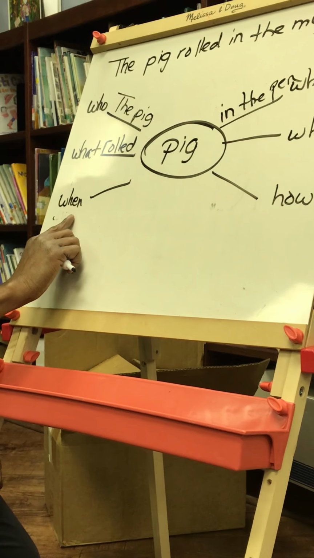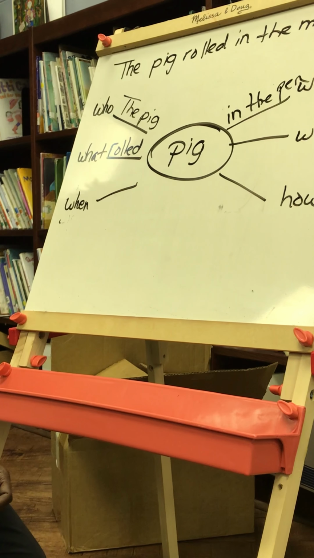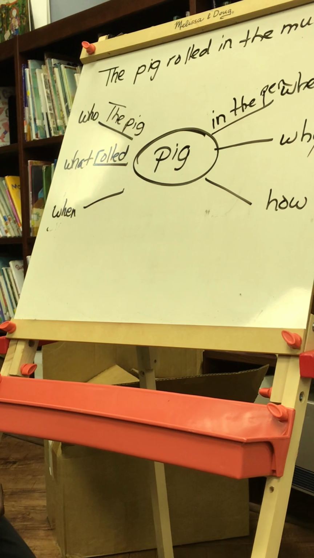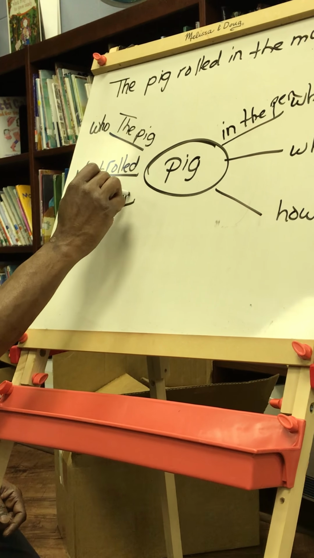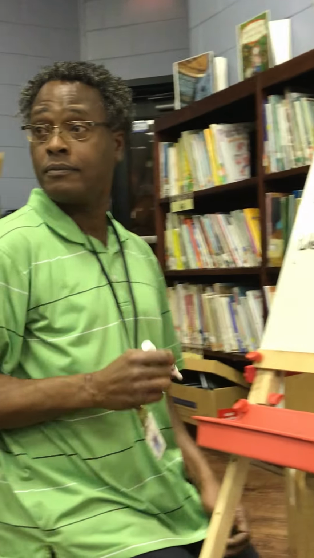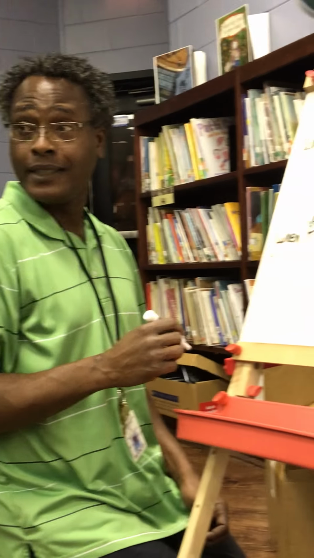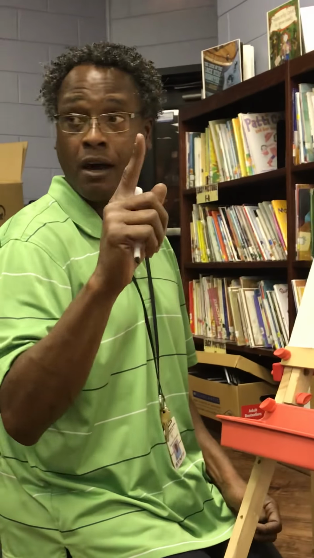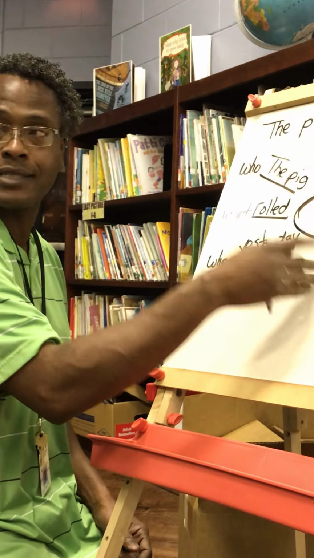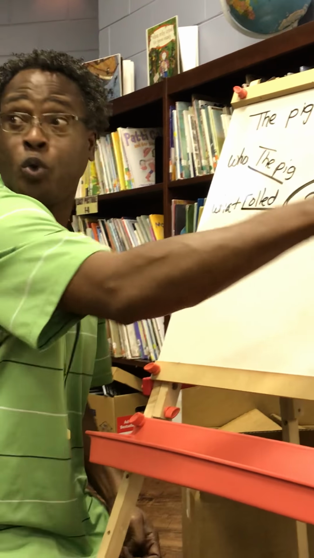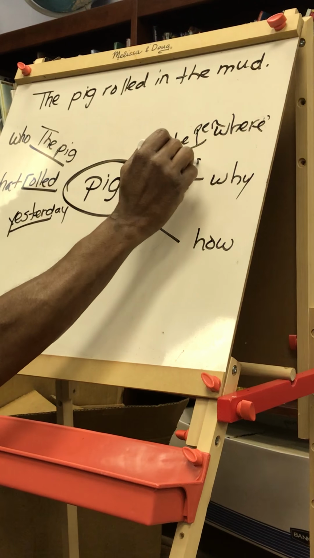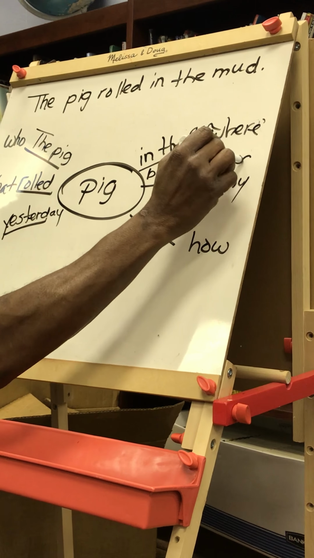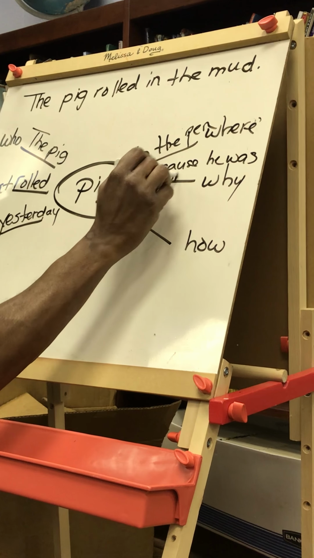Can you answer when he rolled? Yesterday. How about why do you think he rolled? Because he was bored. And I like the word because, when we hear because, that lets us know that's the answer to why. So we put because he was bored.